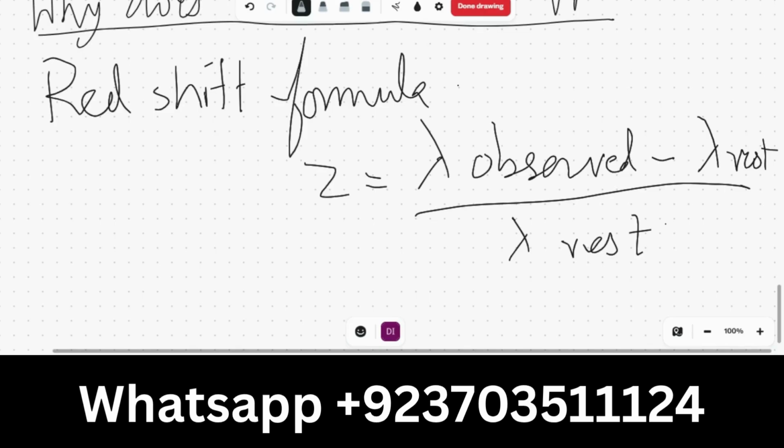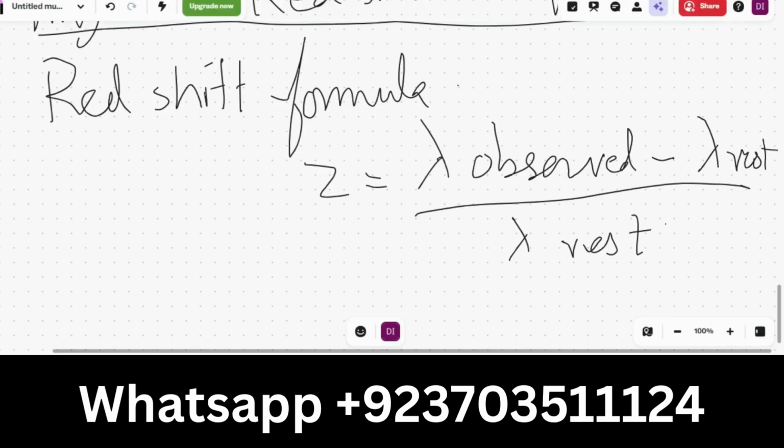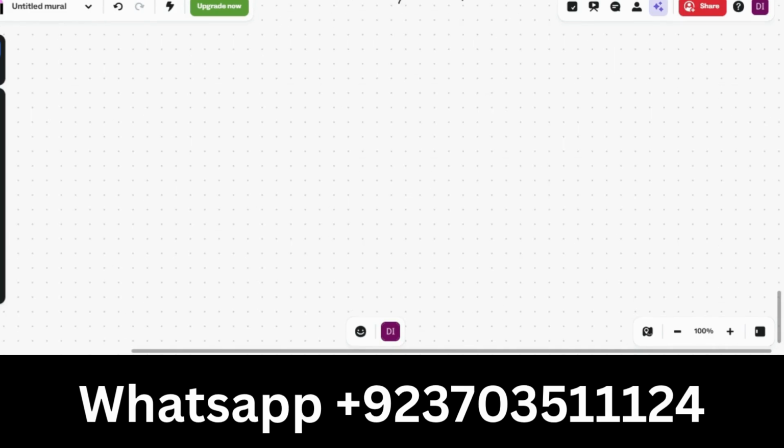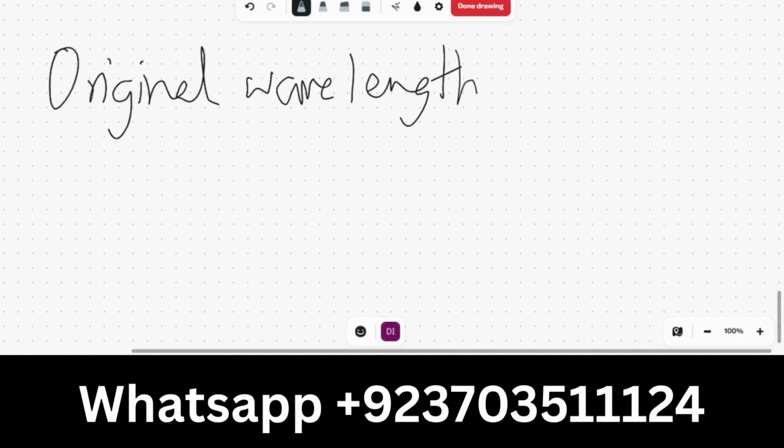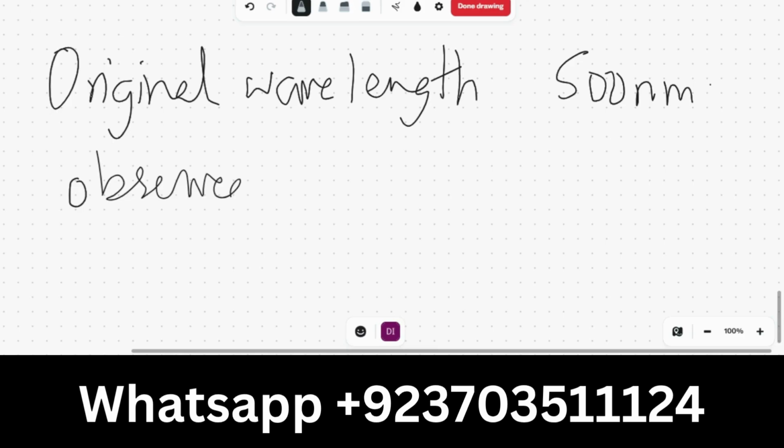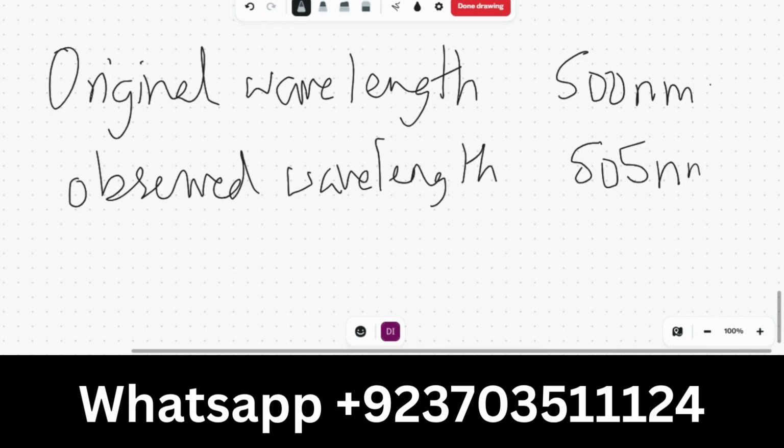Okay, now we are going to do one question on that. For example, the original wavelength is 500 nanometers. The observed wavelength is 505 nanometers. Find the redshift.